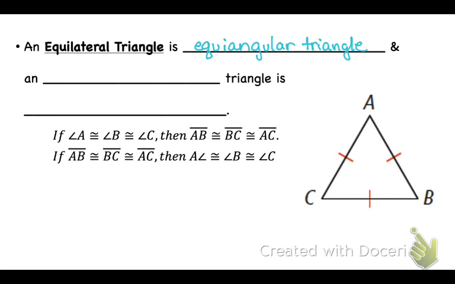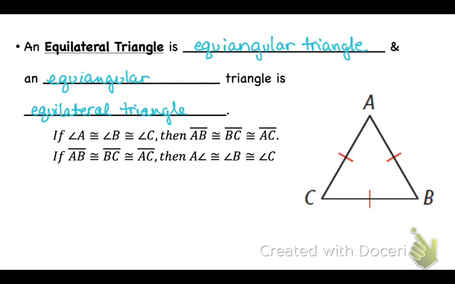And an equal angular triangle is an equilateral triangle. Okay, so an equilateral triangle is an equal angular triangle, and an equal angular triangle is an equilateral triangle. So that means the sides are equal and the angles are equal.